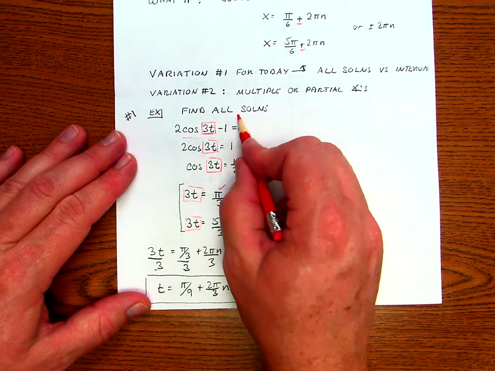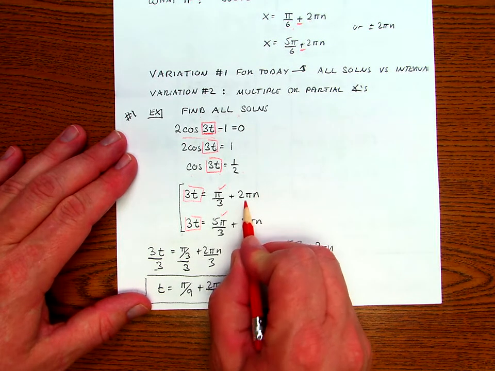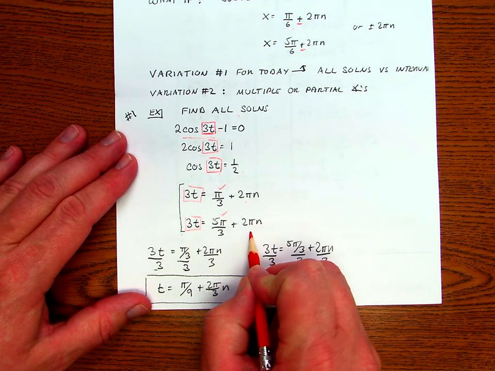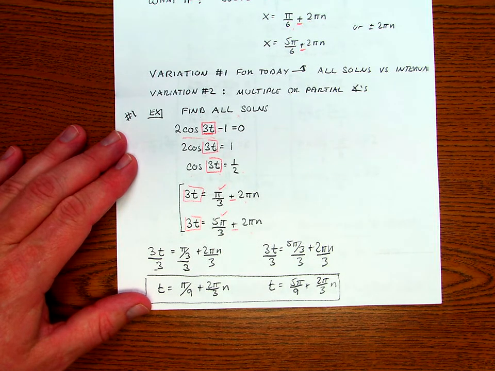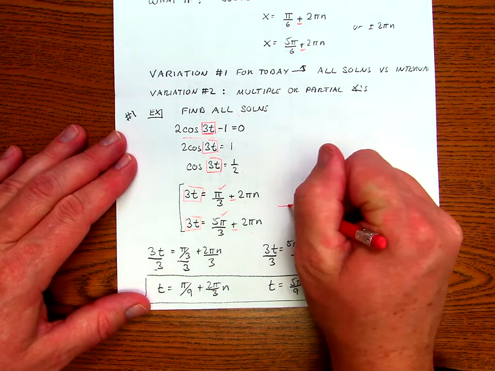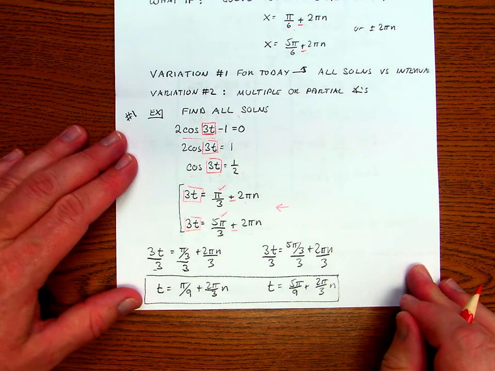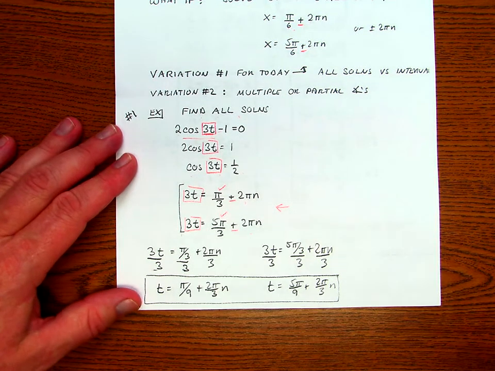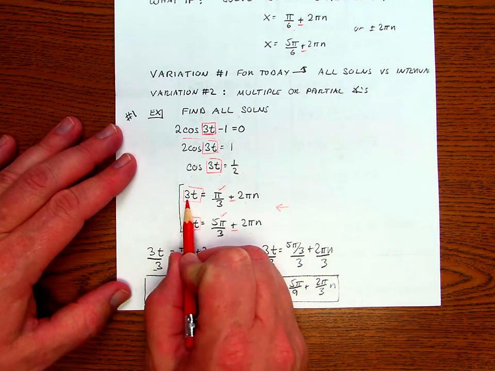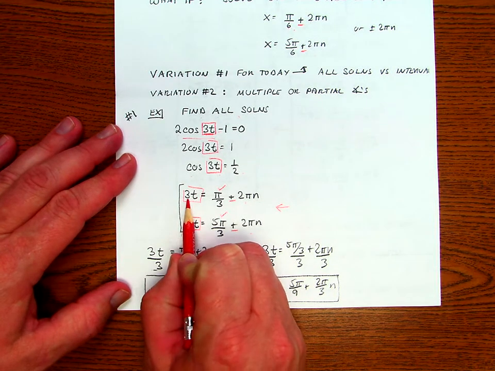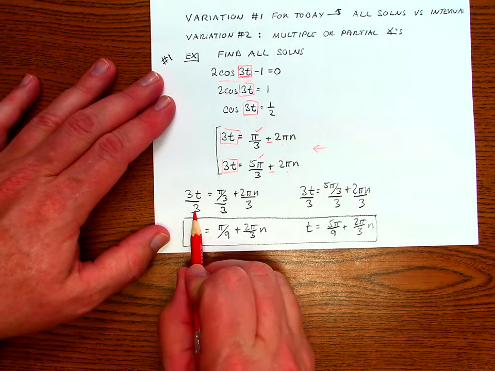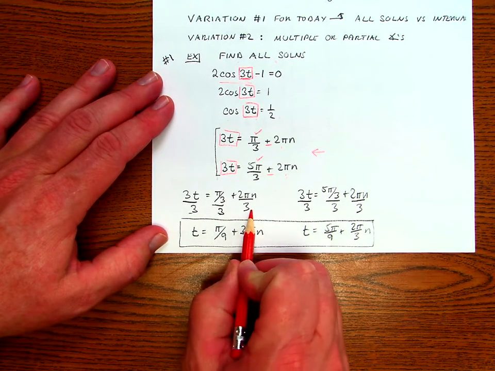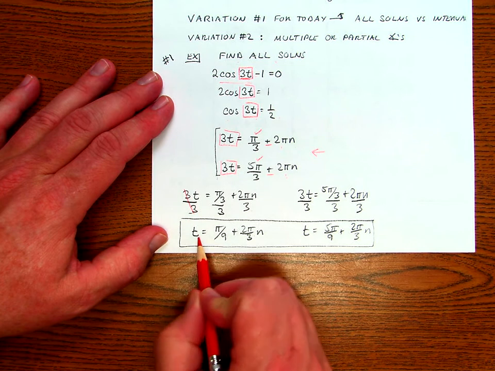We want all solutions, so we're putting the plus 2 pi n after each one. Or if you want, you can do the plus or minus. Either notation is acceptable. So at this stage right here, what we've done is we successfully solved this equation for red box. We need to solve it for t. So what we're going to do is take this whole solution, divide it through by 3. Take this whole solution, divide it through by 3. So divide by 3, divide by 3, divide by 3. That gets the t by itself.